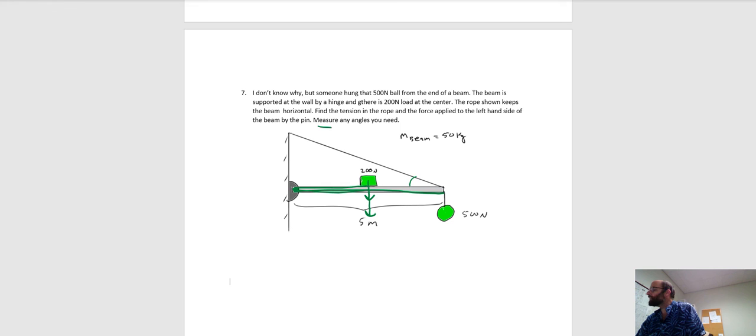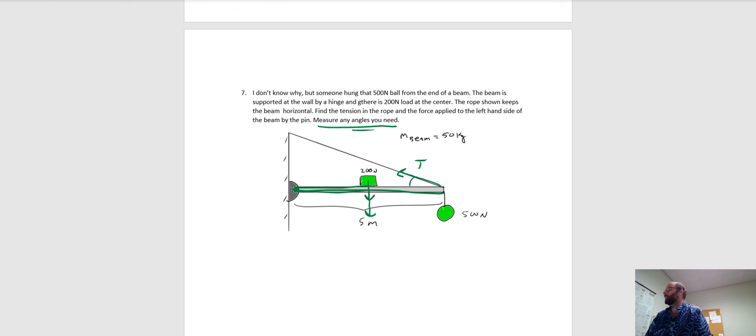Oh, let's see, measure the angles you need. Okay, so take a protractor or something, measure that angle theta, and think about that tension vector in terms of components. You'll have a T sine theta and a T cosine theta. One of them will be creating torque, the other one not. So that should get you through number 7.